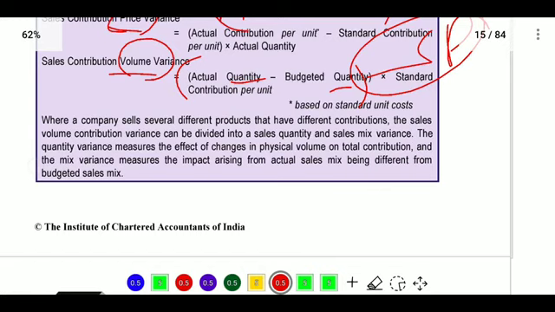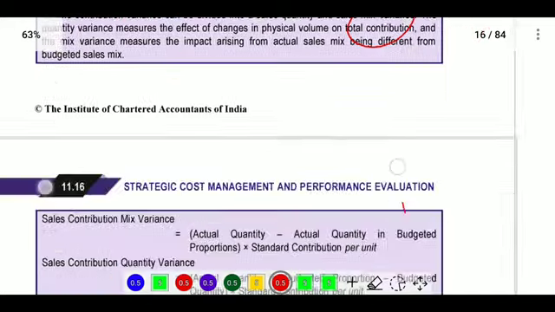Next, where a company sells several different products that have different contributions, the sales volume contribution variance can be divided into sales quantity and sales mix variance. What is this mix variance? It means for products you are mixing some other items which are not prescribed, so there is a mix variance. We will identify that mix variance also. Sometimes if there is a yield variance also, then we will calculate that yield variance too.